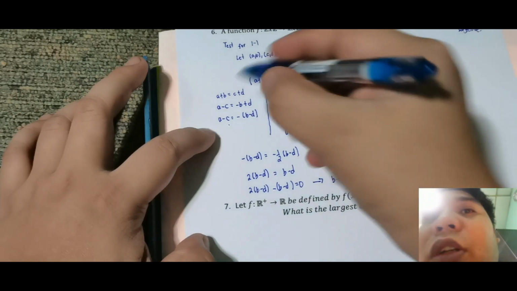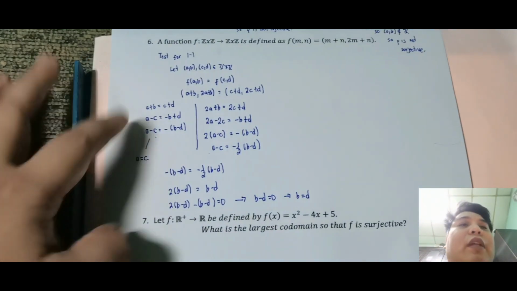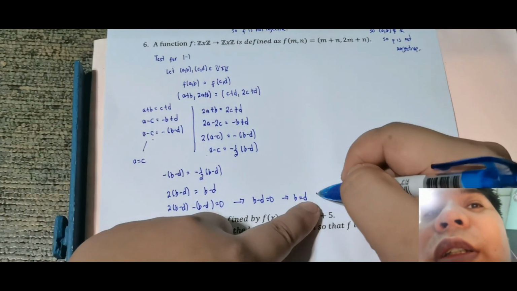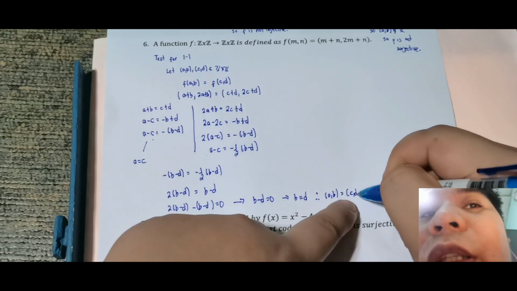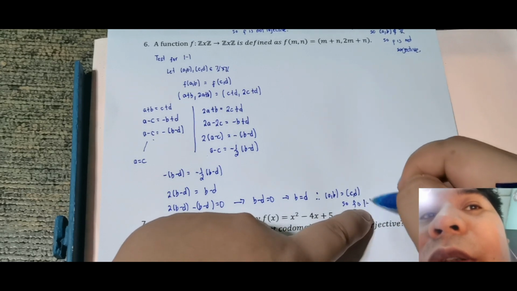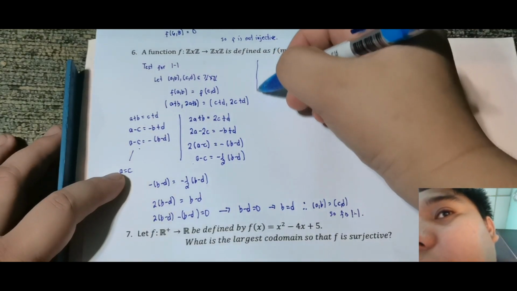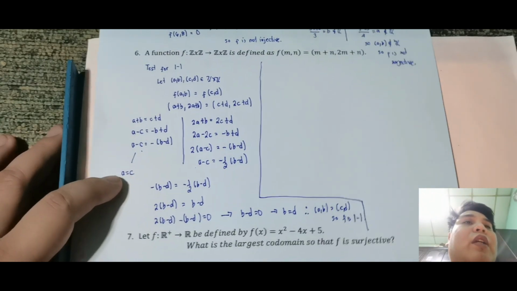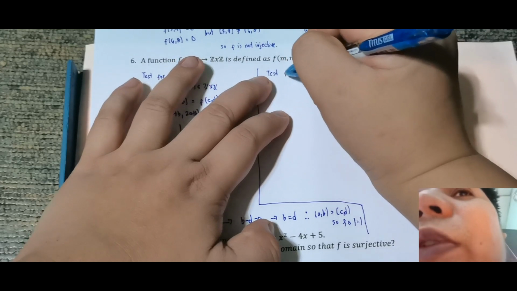So obvious na dito sa part na to, saka dito na a is equal to c. Therefore, since a is equal to c and b is equal to d, therefore a comma b is equal to c comma d. So f is 1 to 1. Okay, so sorry hindi ko napagkasya. Check na lang natin kung mapagkasya ni sir pagdating sa surjective. Okay, next is test for onto.